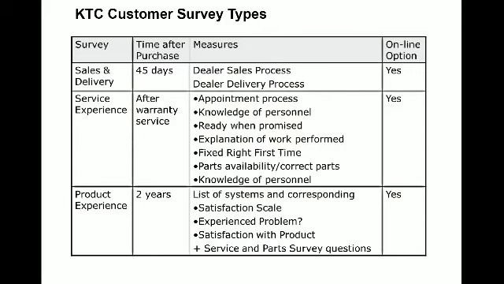There's three categories of the surveys: the sales and delivery, the service experience, and the product experience. Obviously, these three different categories are covering different parts of the service experience for your customers. The first one being the sales and delivery survey that occurs 45 days after the purchase. And next would be the service experience, where you're actually able to track how their experience went with a warranty service, and then the product experience, which occurs 2 years after the date of purchase.